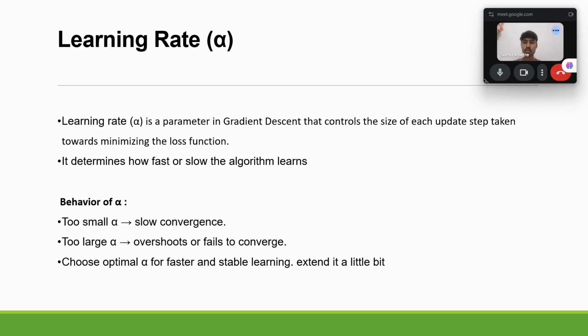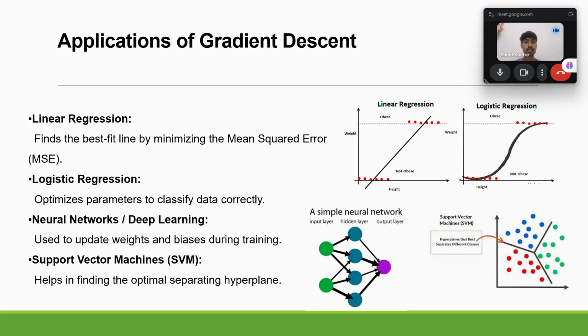And how does the behavior of alpha, the learning rate, matter? If the learning rate is too small, it will give slow convergence. If the learning rate is too large, it overshoots or fails to converge. And the third one is to choose an optimal learning rate for faster and stable learning. If you want stable learning, then we can choose an optimal learning rate. Now we will see what the applications of gradient descent are.